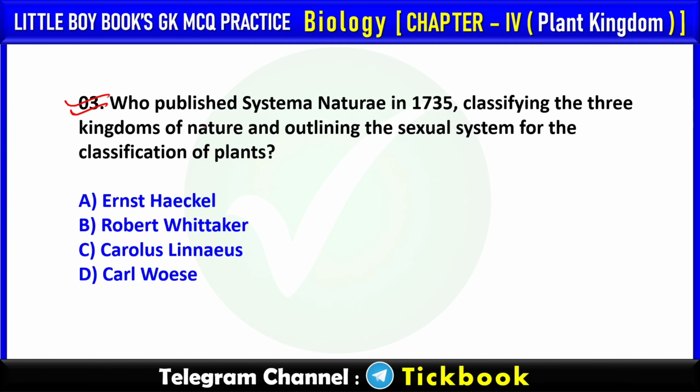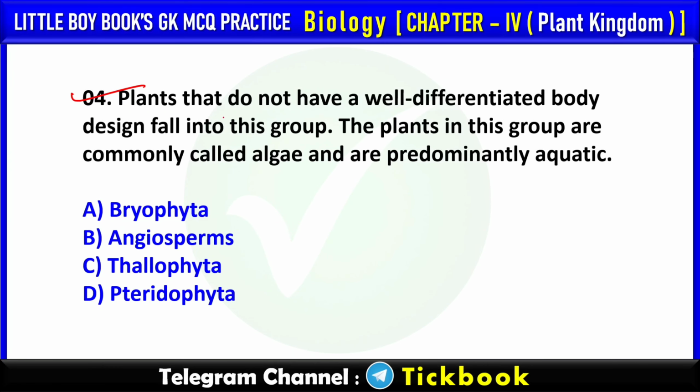Question number 3. Who published Systema Naturae in 1735, classifying the three kingdoms of nature and outlining the sexual system for the classification of plants? Option number C. Carolus Linnaeus is the correct answer. Question number 4. Plants that do not have a well differentiated body design fall into this group. The plants in this group are commonly called algae and are predominantly aquatic.